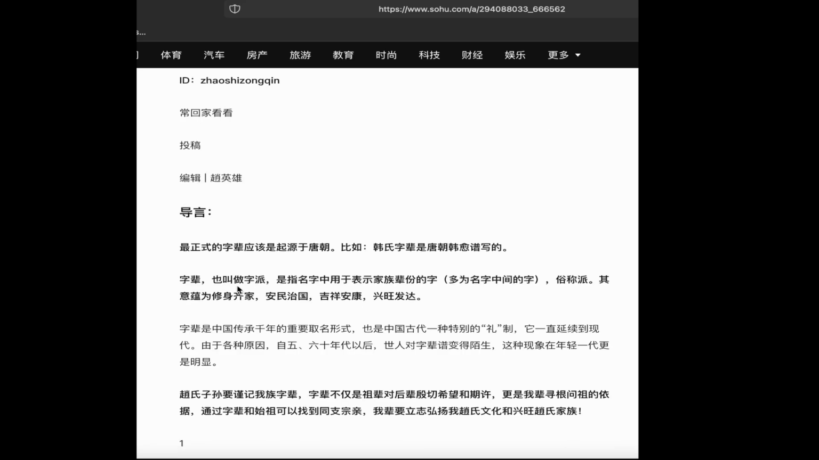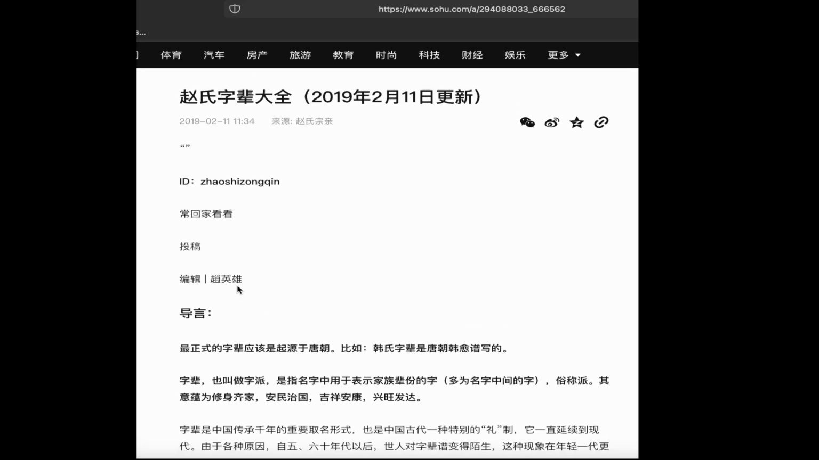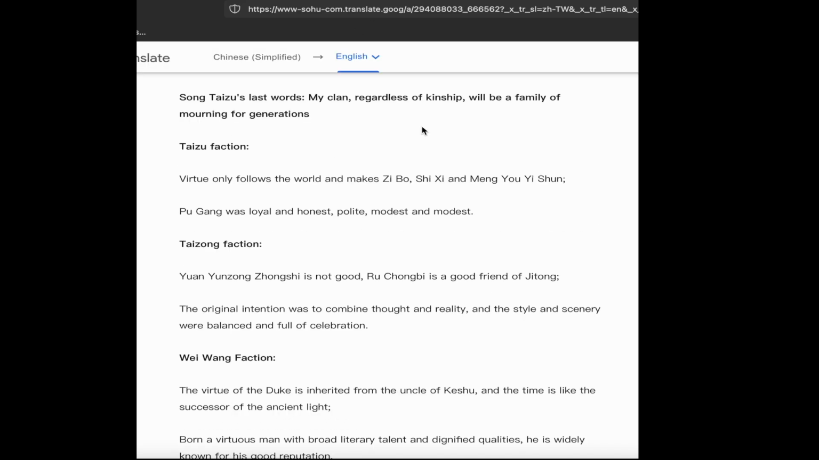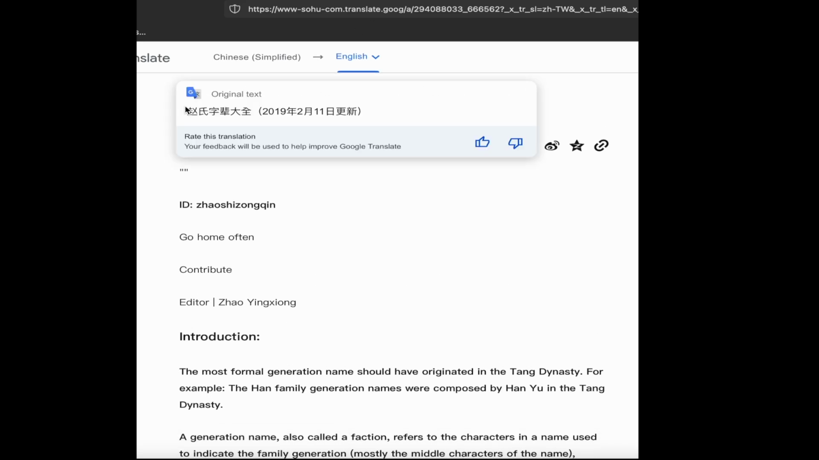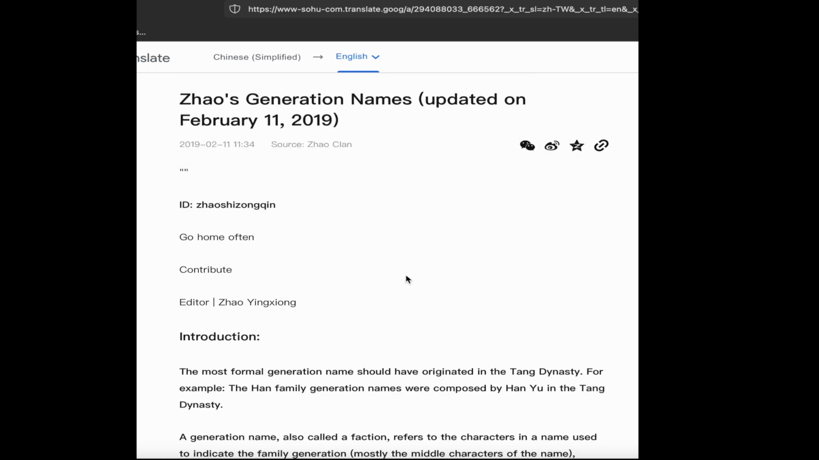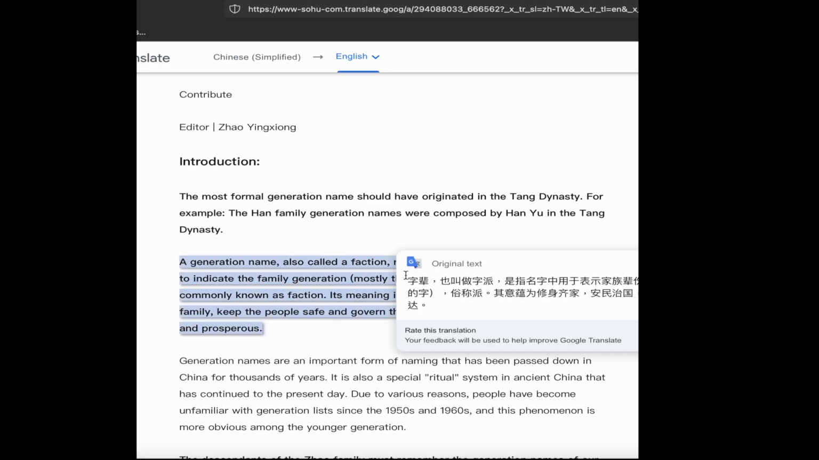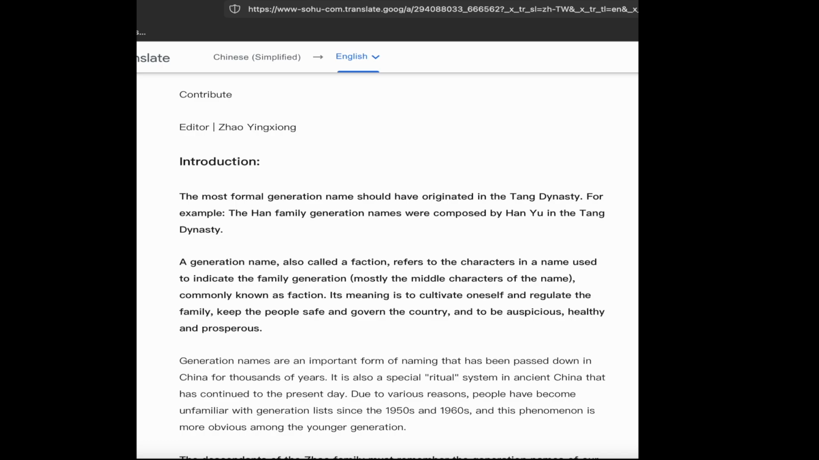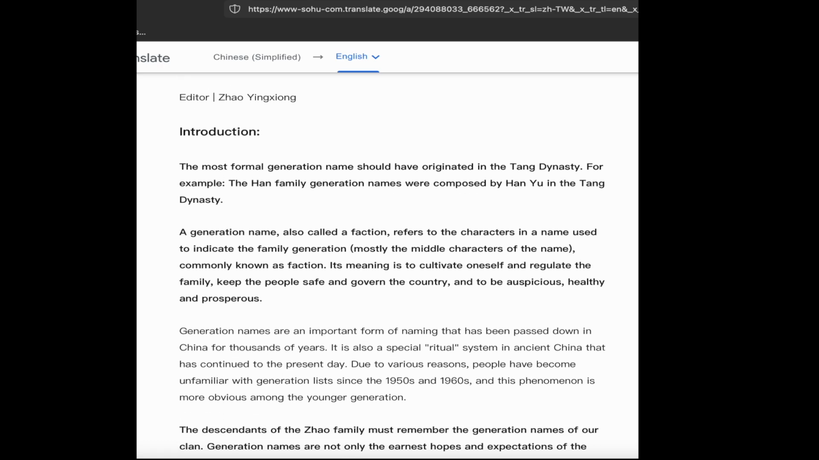Some sayings about the actual generation and the naming scheme of the family are here. Let's take a look at the English translation. It says a generation name, also called a faction, refers to the characters in the name used to indicate the family generation, mostly the middle character of the name. Sometimes the translation is not entirely accurate. Its meaning is to cultivate oneself, to regulate the family, keep the people safe, to govern the country, and to be auspicious, healthy, and prosperous.